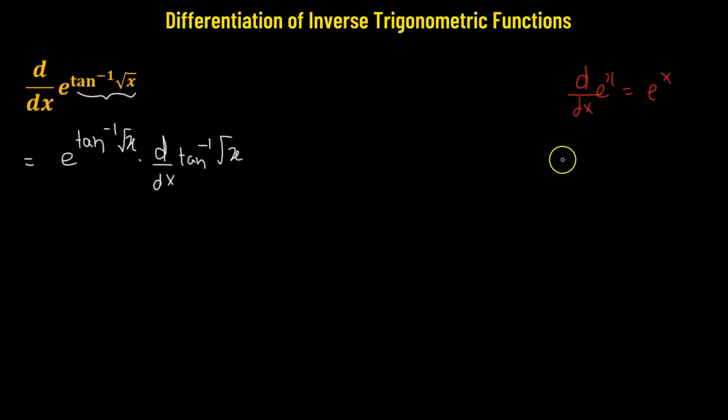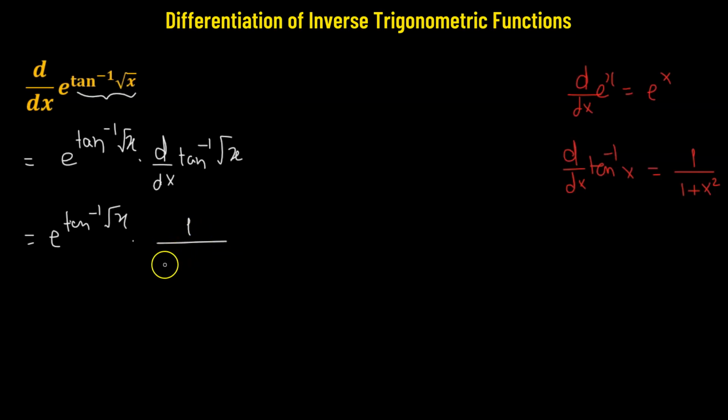Now we have the derivative of the tangent inverse function. So that's simply 1 divided by 1 plus x squared. So let's apply this. So we'll get e raised to the power tangent inverse of square root of x times, so we have tangent inverse of square root of x, so that will be 1 divided by 1 plus, so instead of x, we have square root of x squared.